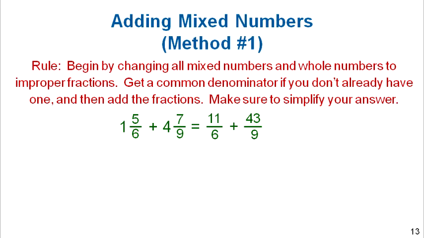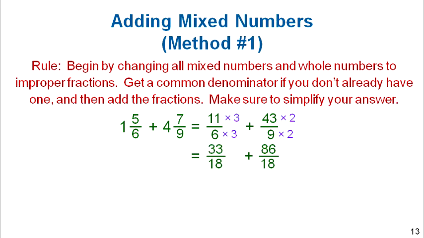Next, since the denominators are not the same, we must get a common denominator. To find the least common denominator, you must find the least common multiple of the bottom numbers. The multiples of 6 are 6, 12, 18, 24, 36, and so on. The multiples of 9 are 9, 18, 27, 36, 45, and so on. The smallest number that is in both of these lists is 18, and so that is the number that I want to have on the bottom of both of my fractions.